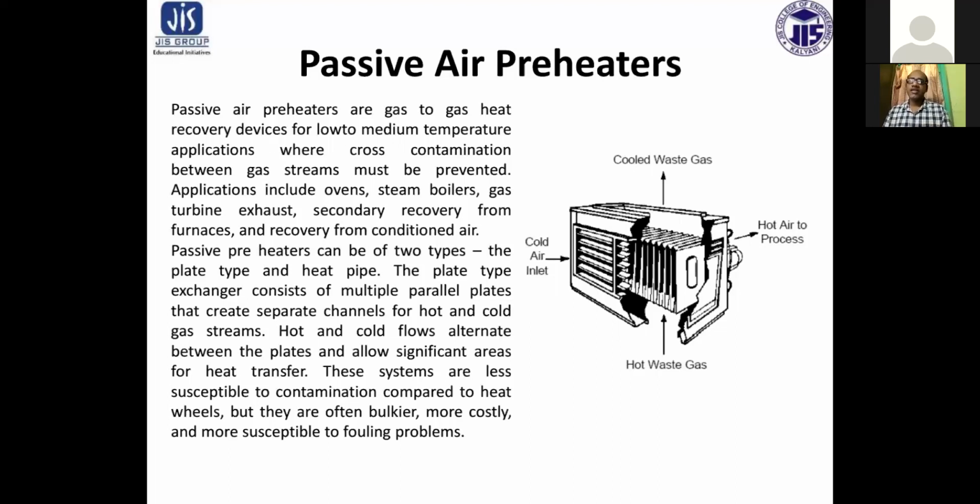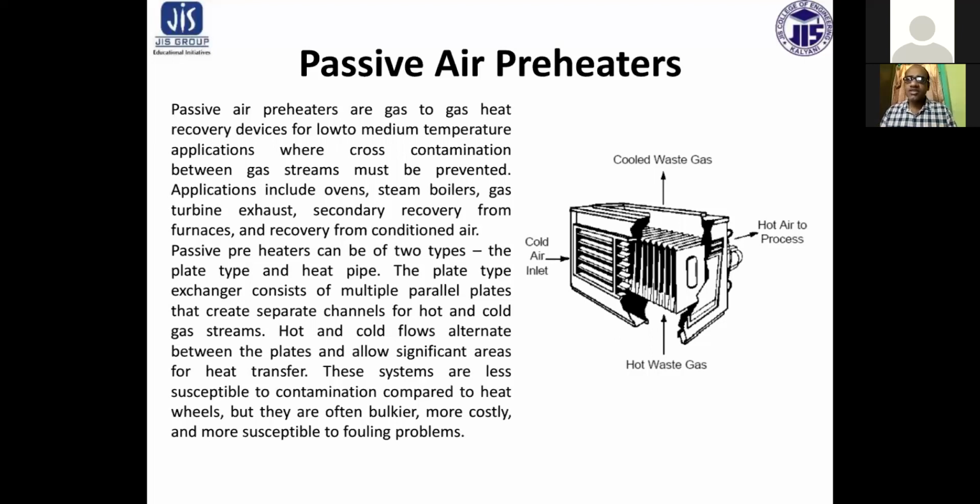Now, there is another type of preheating device called the passive air preheater. As the figure shows, it is a device called a passive air preheater. Passive air preheaters are gas to gas heat recovery devices. Typically, where waste gases contain high energy and a gas needs to be heated for the process purpose, it can be heated by these passive air preheaters.